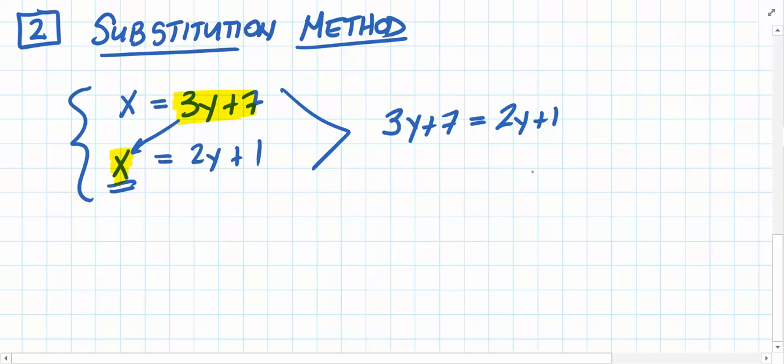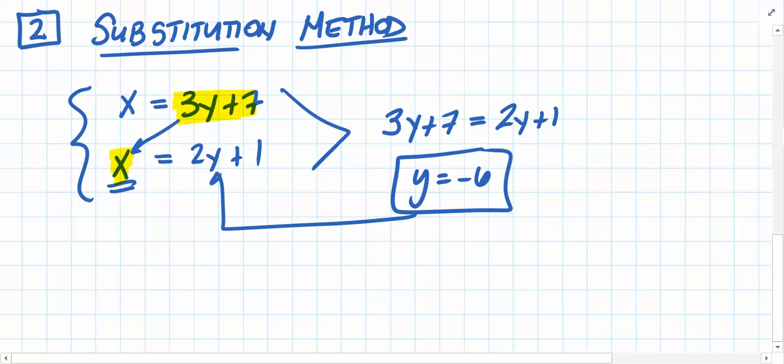So I'm going to do some algebra. I'm going to subtract 2y from both sides. So I'm going to get y is equal to negative 6. That's what I'm getting for that one. All right, are we done? No. Why are we not done? Because you have to plug it back in, exactly. So we're going to plug it back in.